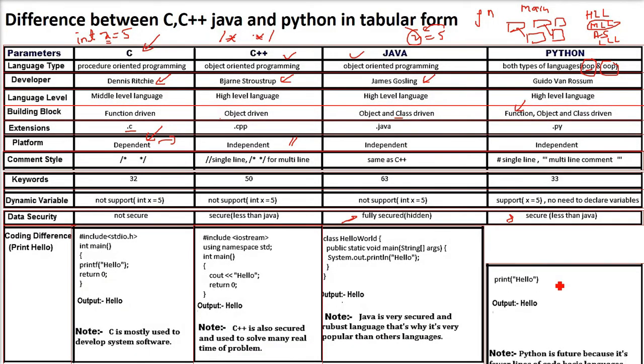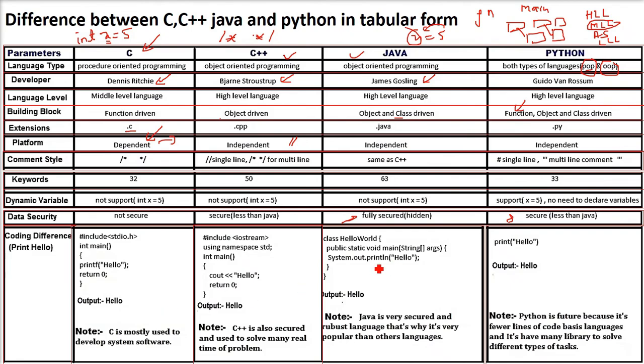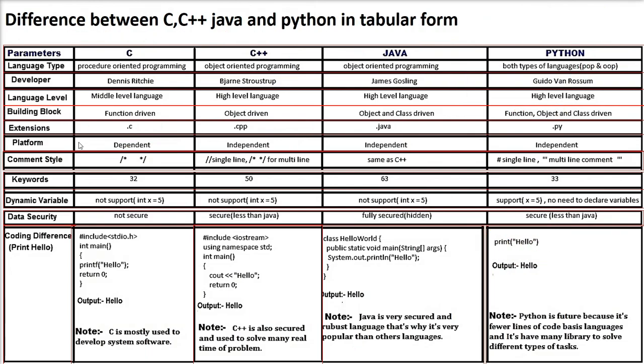Then we have Python. See, you don't have to do anything. Java is a very secure and robust language. That's why it's very popular compared to other languages. What about Python? You have nothing to do. Just write print hello. No inclusion, nothing. Python is the future. Very few lines of code you have to write. It has various libraries to solve different types of problems. It is being used in image processing and AI.